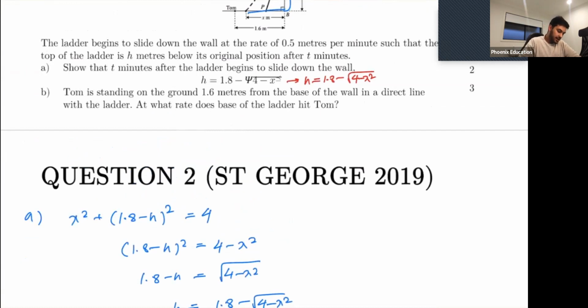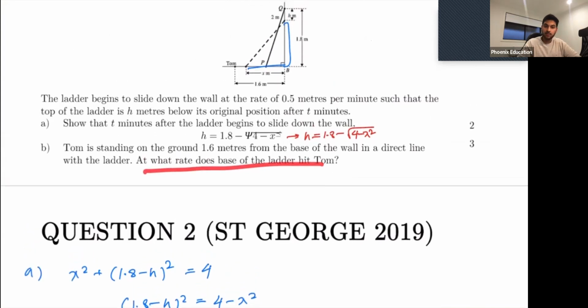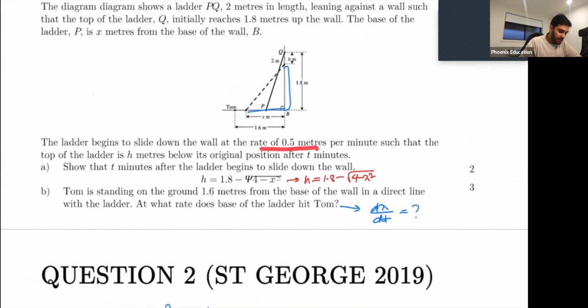it's asking us, all right, Tom is standing on the ground 1.6 meters away, and so on. At what rate does the base of the ladder hit Tom? Okay, so this is where the actual rate stuff comes in. This is actually asking us what dx on dt is. That quantity we don't know. We've been told earlier that the ladder is sliding down the wall at 0.5 meters per minute. So what that means is that this h value is getting bigger at a rate of 0.5 meters per minute. So we have dh on dt being equal to 0.5.